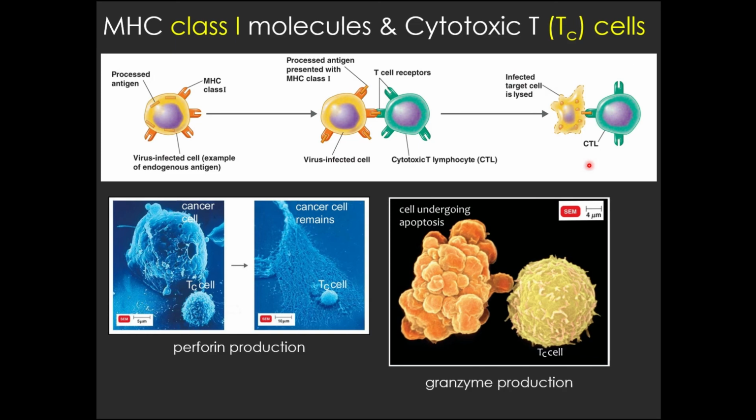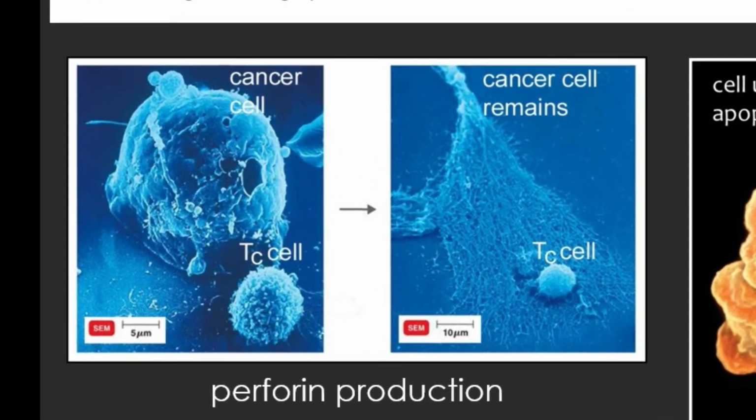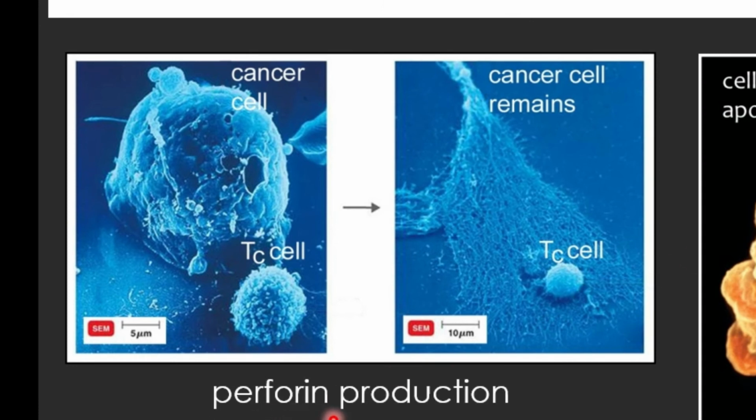And it dies either through lysis, which is shown here, because of something called perforin production. And this is kind of a cool set of scanning electron micrographs here, right? So we have a cancerous cell. A cancerous cell is a body cell that's presenting weird proteins because something weird is going on inside that cell. So the cytotoxic T cell interacts with the MHC class I molecule of that cancer cell. It recognizes it with its CD8 T cell receptor, and it releases perforin, which, as you can see here, blows that cancer cell to smithereens, right?